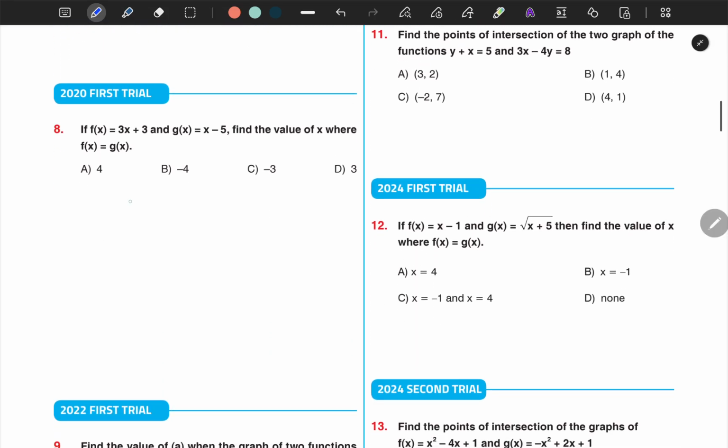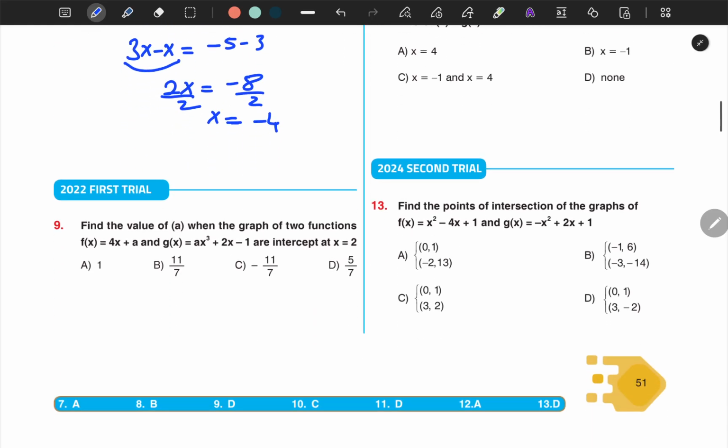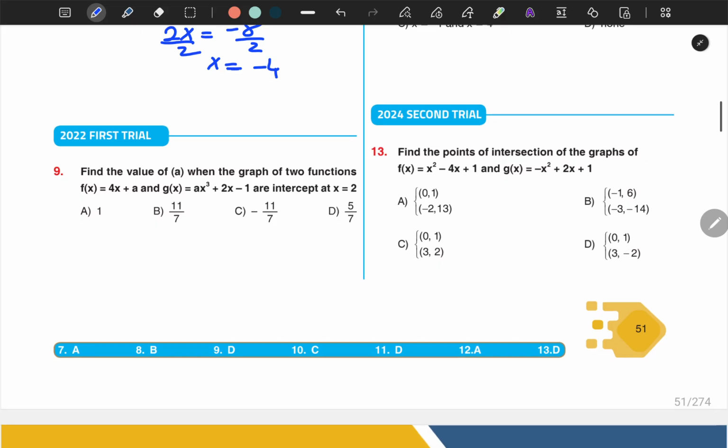Again, find the value of the x. 3x plus 3 equal to x minus 5. Left side, right side. What will be here? 2x minus 8. If I divide both sides by 2, x is minus 4. What is the value of the two function, x-intercept is 2.